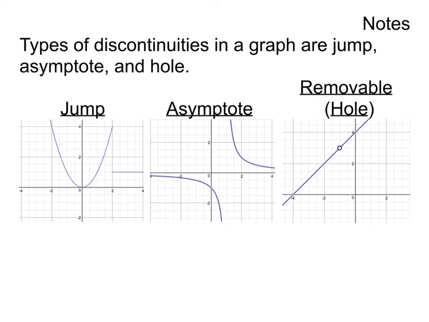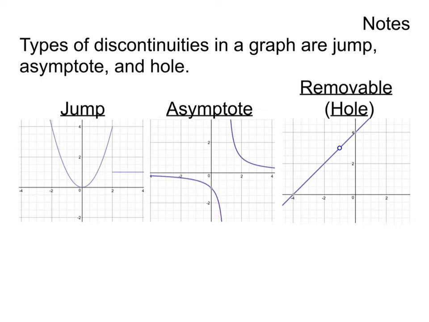All right, and so knowing that it's not continuous if there is a hole or a break in it, that means that there's actually 3 main types of discontinuities that we can run into. They are the jump, the asymptote, and the hole. Notice that the hole is also called a removable discontinuity. This can be worth adding to your notes as well.